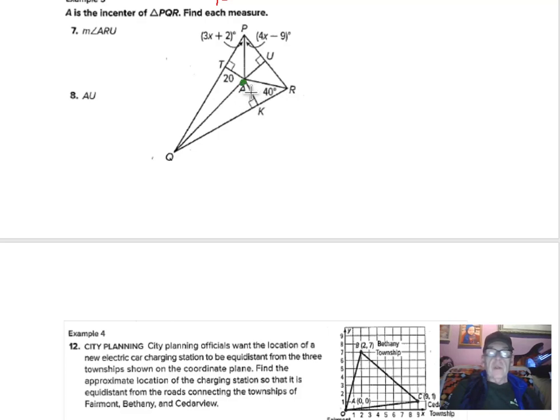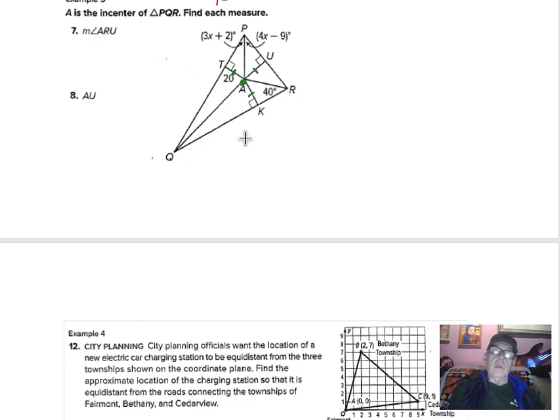So that means that if A is the incenter, AK, AU, and AT are all congruent to each other. Let's see what else we can get from this. This is a 40 degree angle. We have linear pairs that give us 90s and so on. Let's see. It wants to find the measure of ARU.